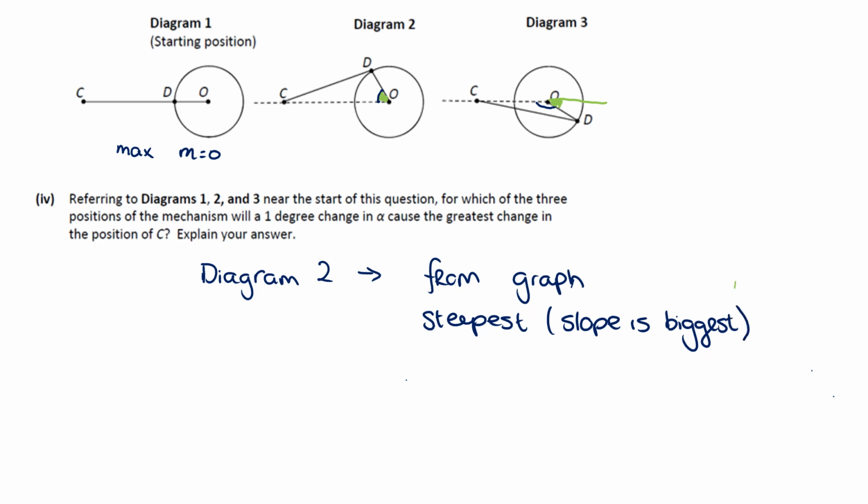Now you could argue for 3, but I do think 2 just has it pipped slightly. So you should be able to see that from your graph.